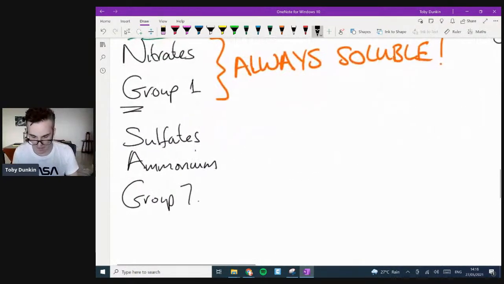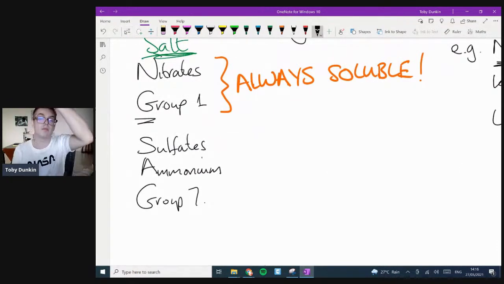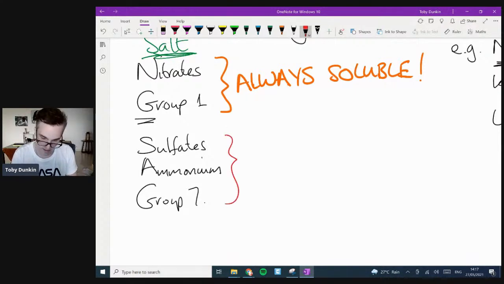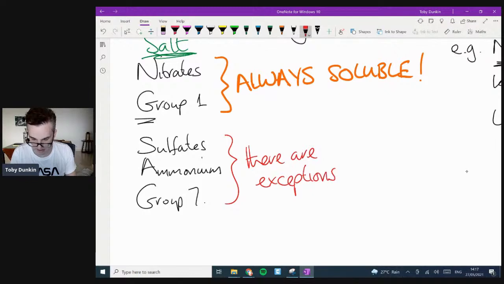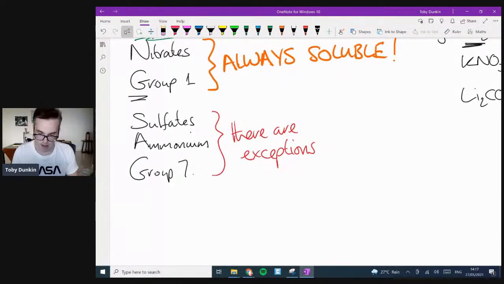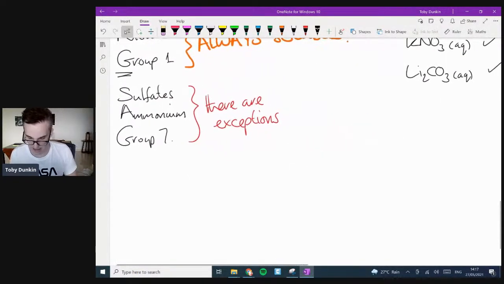So, now these guys, the sulfates, these are soluble, but there are exceptions. These are all soluble, except, you shouldn't really write all. Soluble, yeah, there are exceptions. Now these exceptions link to my next part of the solubility rules. What I'm going to do is tackle each one as we go.